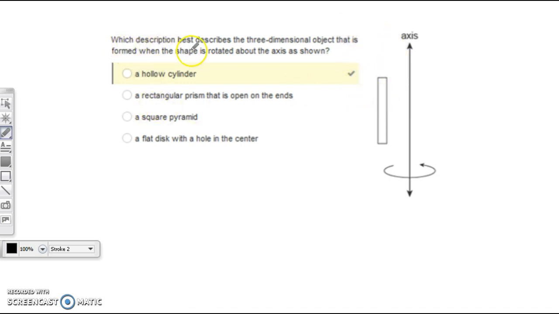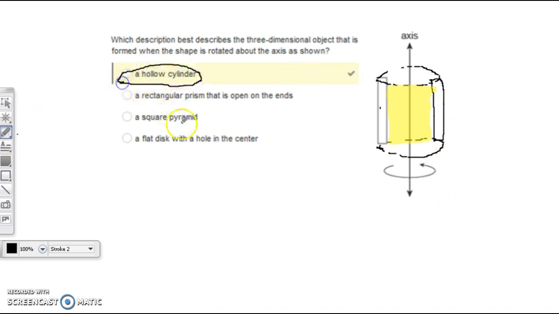This one says, which description best describes the three-dimensional object that is formed when the shape is rotated about the axis as shown? So for this one, we have a rectangle, so I already kind of know in my mind that if I go around this axis, it's going to form this cylinder shape. But there's not going to be anything in the middle here. Let me see if I can highlight that. This whole middle part is going to be empty. It's just going to be going around. So it's going to make this hollow cylinder. I don't know if that helps you see it or not.